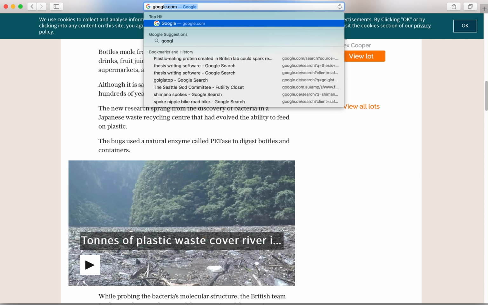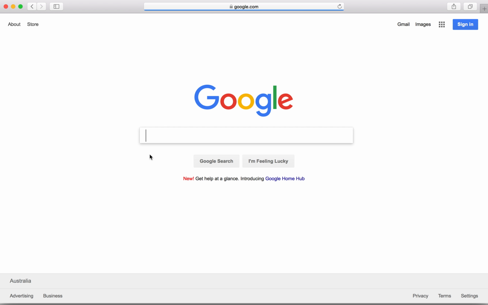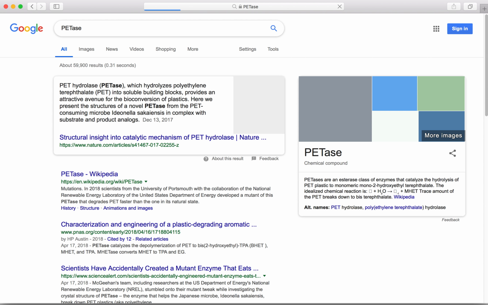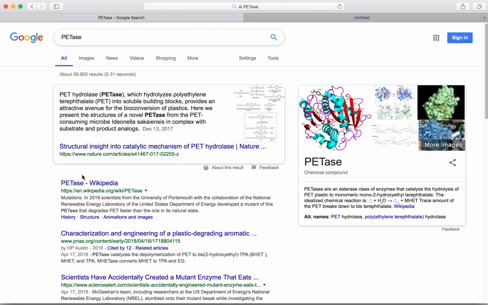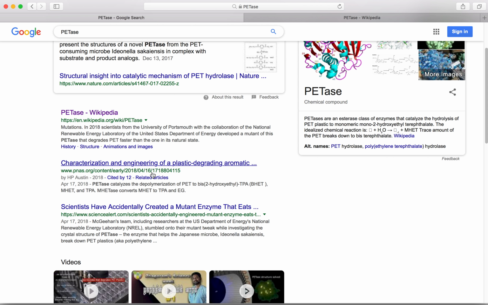Alright, so we're going to go back to whichever search engine you'd like, and we're going to type in the name of the protein that we're looking for. In this case, we're looking for PETase. And having a look here, it looks like there's a really good Wikipedia article, so we'll go ahead and open that up. Wikipedia can be a great source of information. And there's also a publication from one of the journals we can see here, so we might open that up as well to have a look a little bit later.